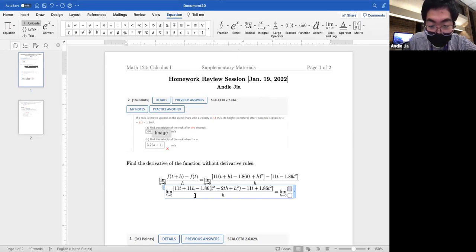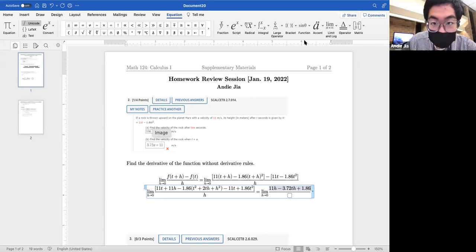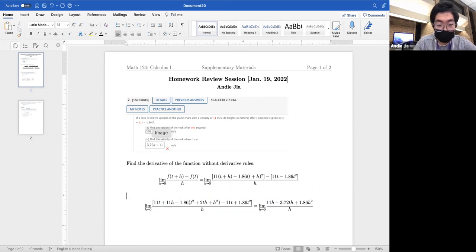The t squared terms should cancel, and 11t should cancel. What remains is 11h minus 3.72 th plus 1.86 h squared, over h. So we cancel the term h.